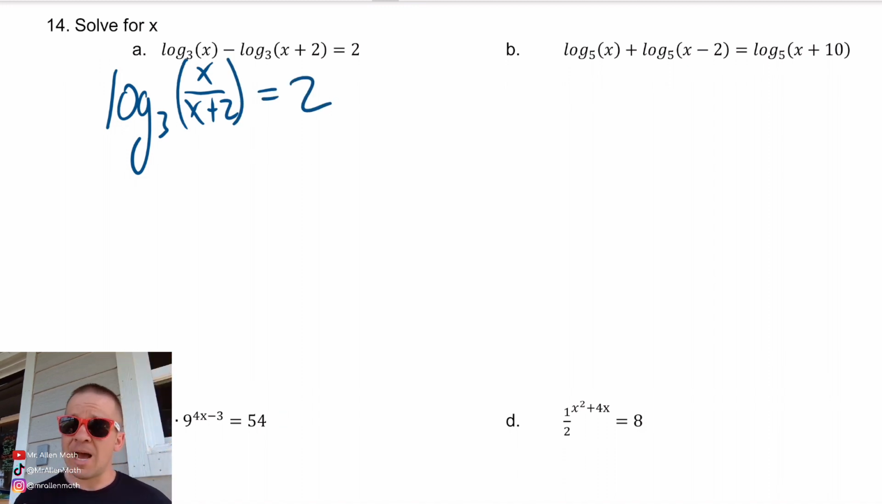Equals 2. Now what I need to do, oops, I just stepped on one of Jenny's toys. You hear that squeak? All right.